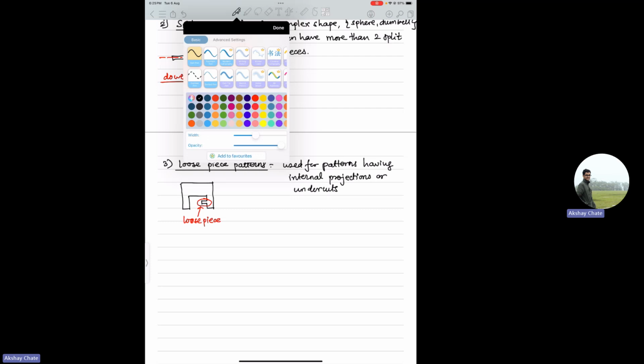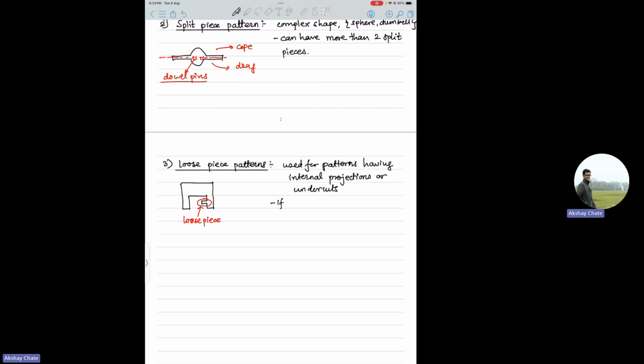But the problem is, if it is too complex, that is the limitation. Here the loose piece was simple, right? But if the loose piece has a complex shape, then you cannot use this method basically. This method is not feasible. Then what do you do? You go for wax molding. In that case, you have to use wax instead. And another thing is, if the loose piece width is large, then you cannot use a lifter also. Then you are stuck.